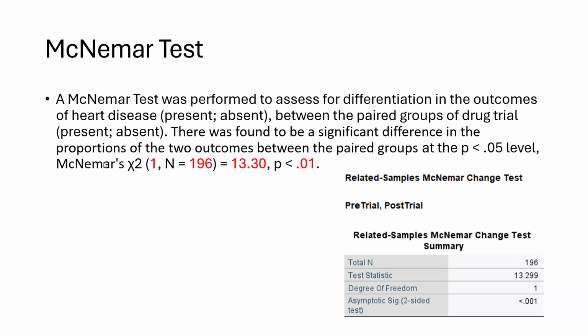And now we have to state McNemar's and then chi-square. So chi-square, 1 is the degrees of freedom. N is the number of observations, total N, 196. Our test statistic to two significant figures is 13.30. That's right here. And again, our p-value is less than 0.001. So we'll just state that our p is less than 0.001.